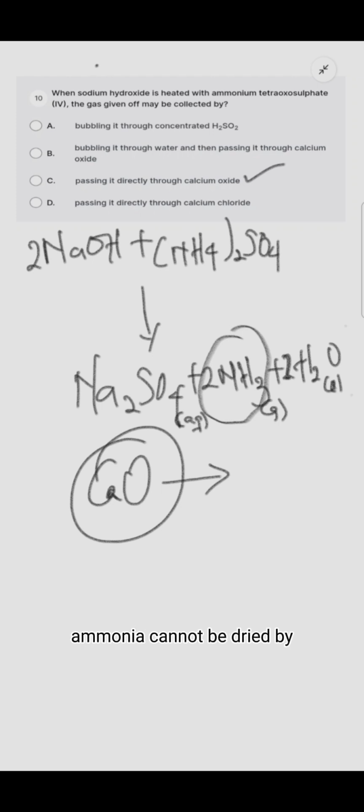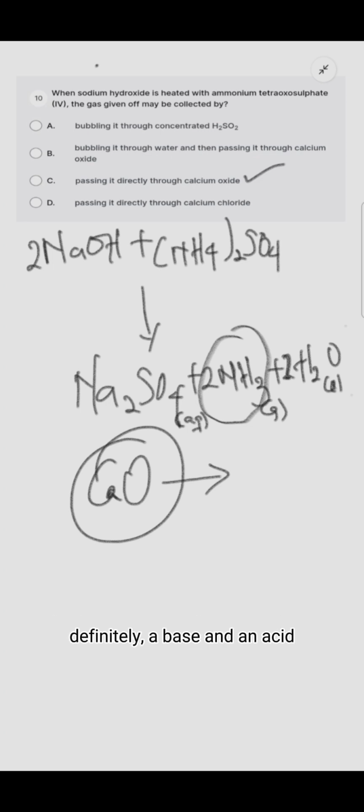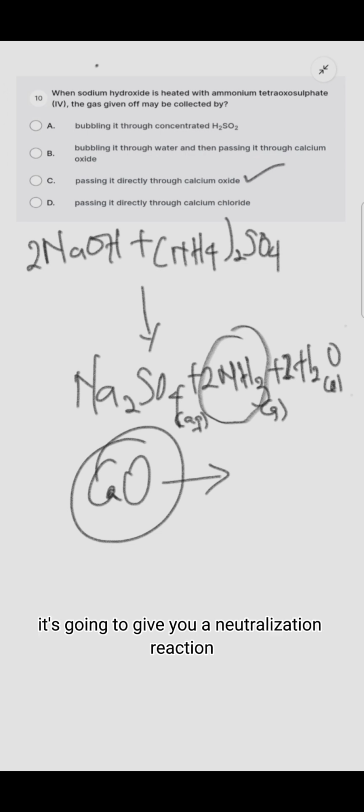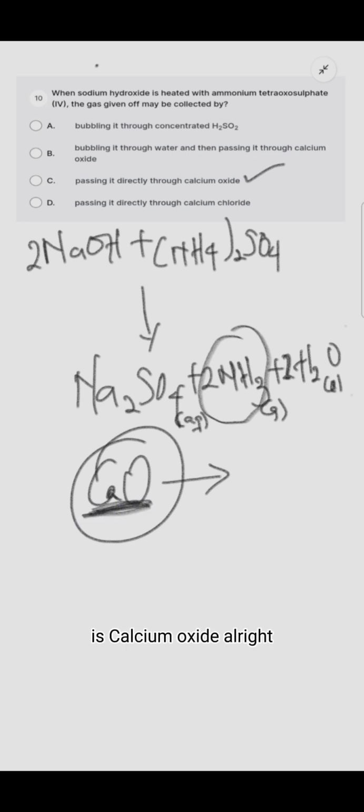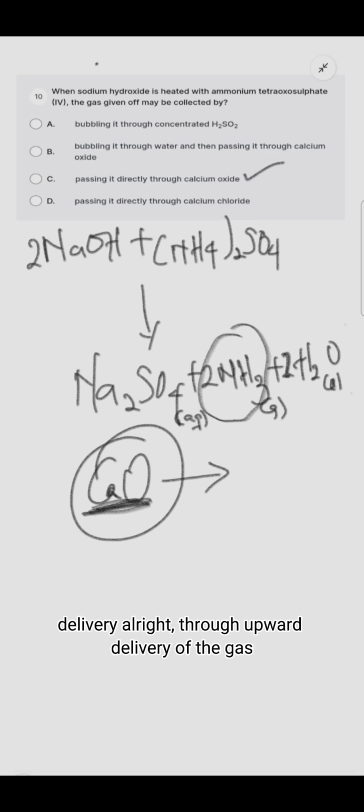Ammonia cannot be dried by H2SO4. It's not possible. It's going to react with it. They're going to undergo reaction together. Definitely, a base and an acid is going to give you a neutralization reaction. So the only drying agent that can actually dry ammonia in the lab is calcium oxide. All right. So another method by which you can collect ammonia in the lab is through upward delivery of the gas or through downward displacement of air.